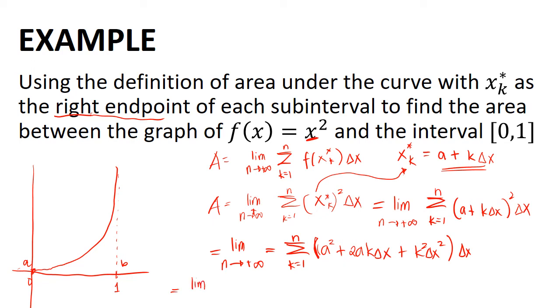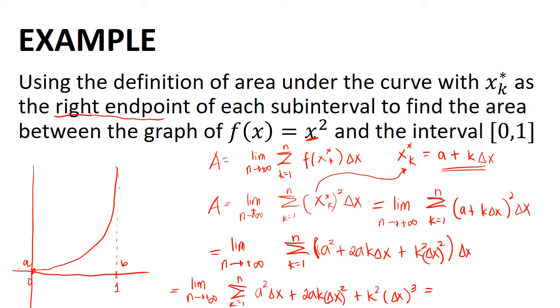This is the limit as n approaches positive infinity ng, dapat wala palang equal dito. Summation k equals 1 to n, a squared delta x. Dinidistribute ko na ngayon yung delta x, okay? Plus 2ak delta x squared plus k squared delta x cube na siya. Kasi squared siya dito, then meron siyang cube. Okay.